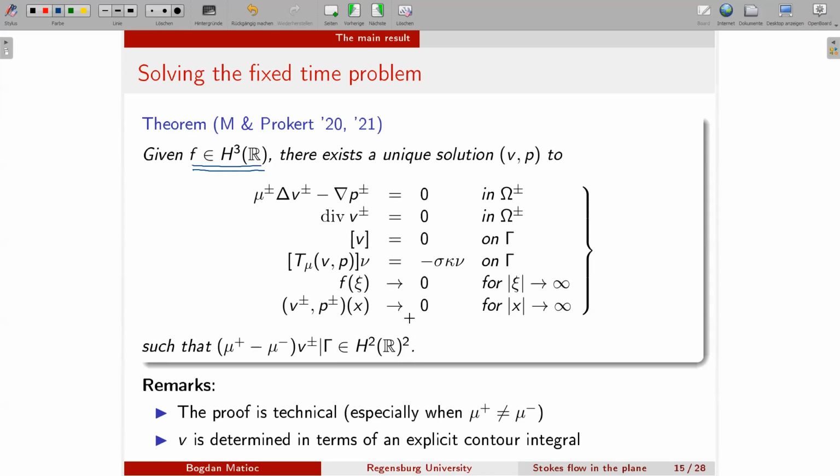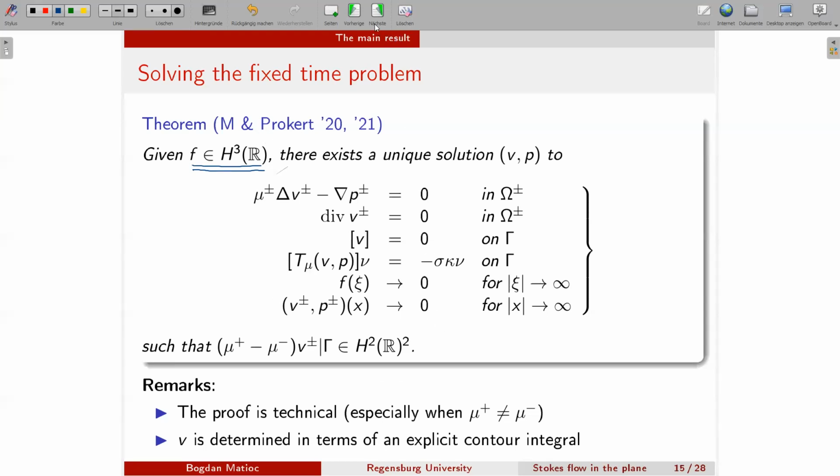So if the viscosities are equal, there's no such set, so there's no condition. This condition is needed only when the viscosities are different. The proof is technical, but the theorem says something more, namely not only that we have a unique solution, the solution is determined explicitly in terms of contour integrals.